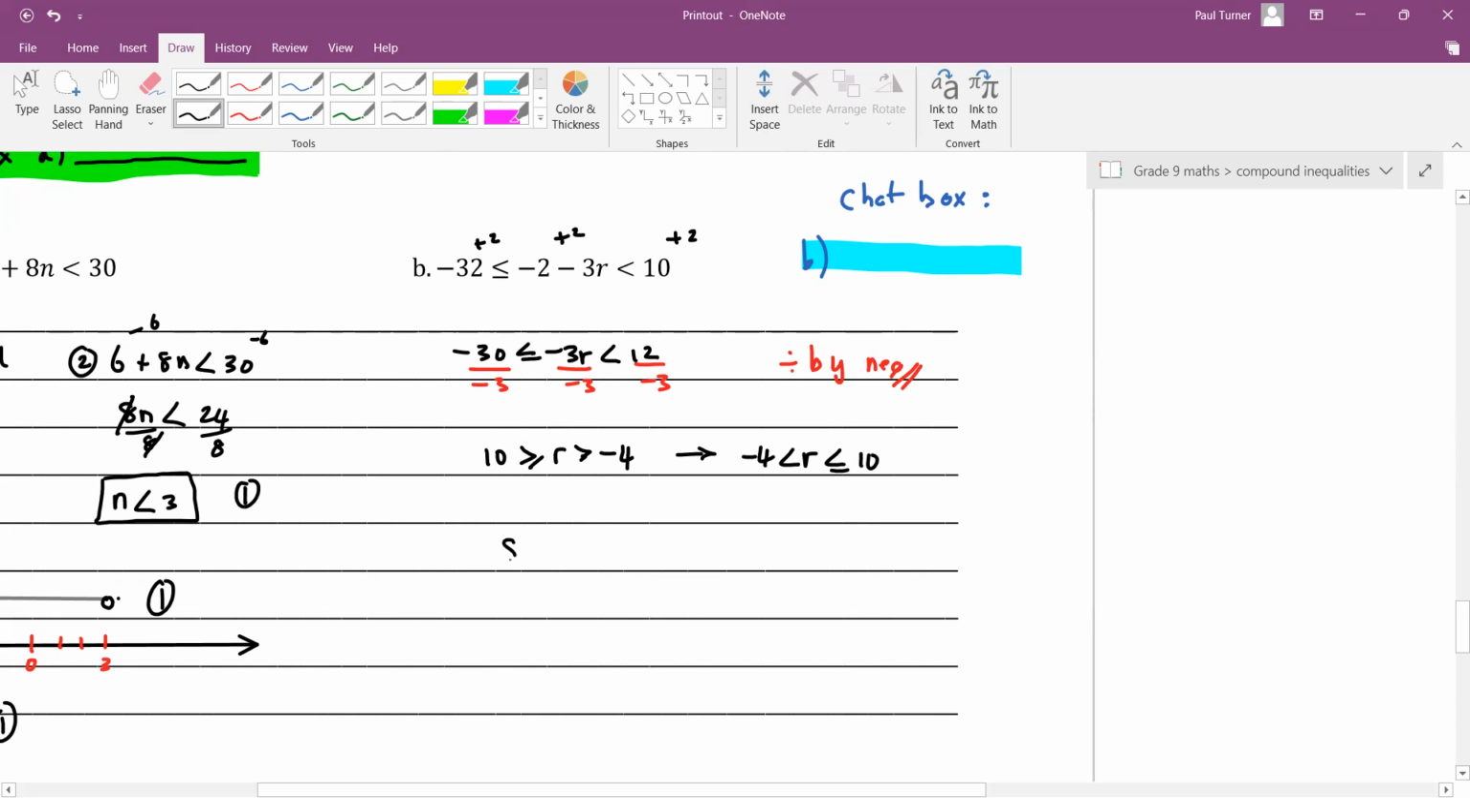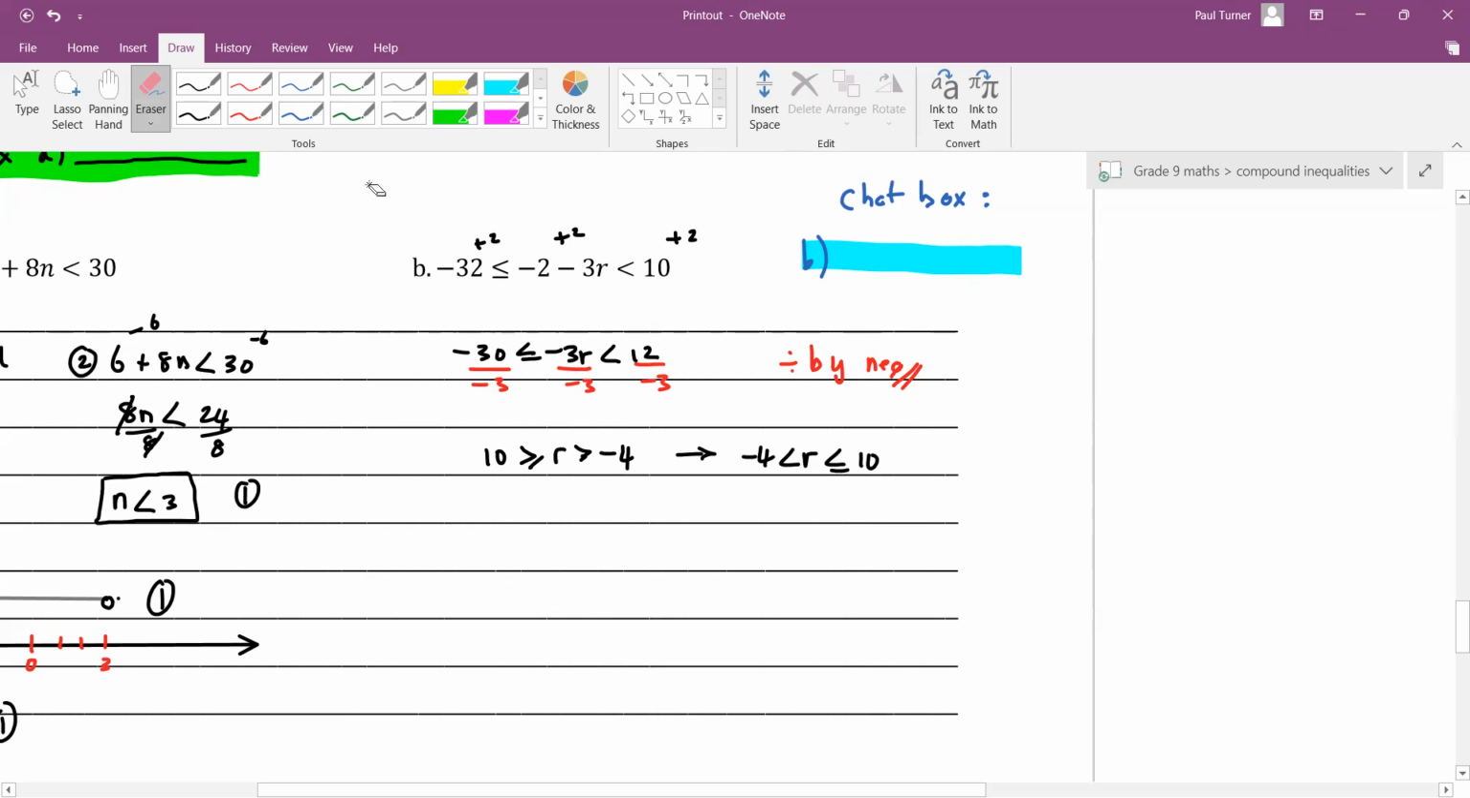Now, if you don't understand that, think about this. If you had 8 is greater than 6 is greater than 4, that's true, isn't it? So if you want to swap it around and write 4, 6, 8, we have to change the direction of the sign to keep it true. All right, so that's an explanation of why that's working. So if you reverse the order of the numbers, you need to reverse your signs as well, swap your signs around.